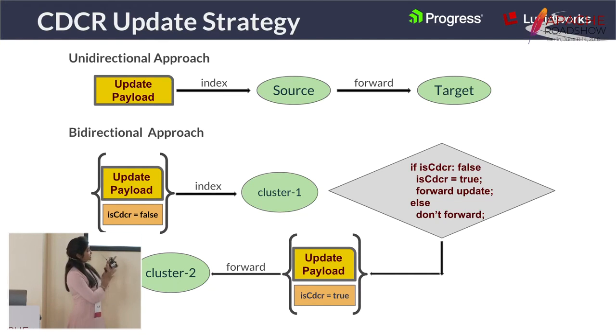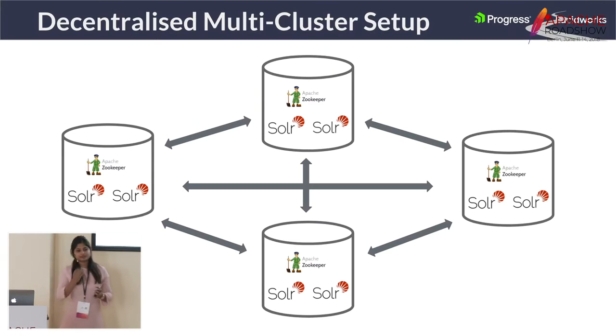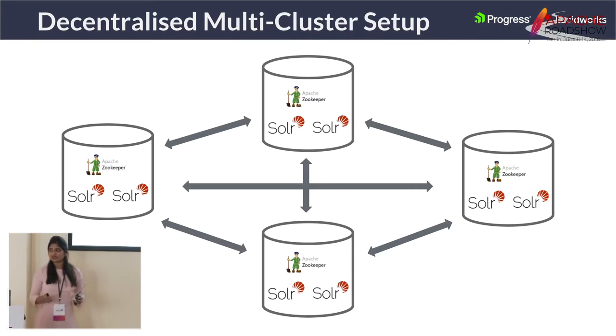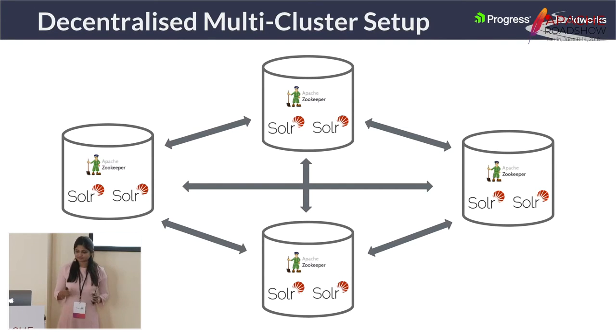Now say that update comes to cluster 2. Cluster 2 sees that the flag CDCR is marked as true. It just indexes the data into itself and does nothing. So the bidirectional approach makes it possible to have a cluster of Solr clusters. If you look here, every cluster is in constant conversation with each other, and there is no concept of a source and a target, and there is no center of this entire cluster. Thus making it possible to have a decentralized multi-cluster setup.